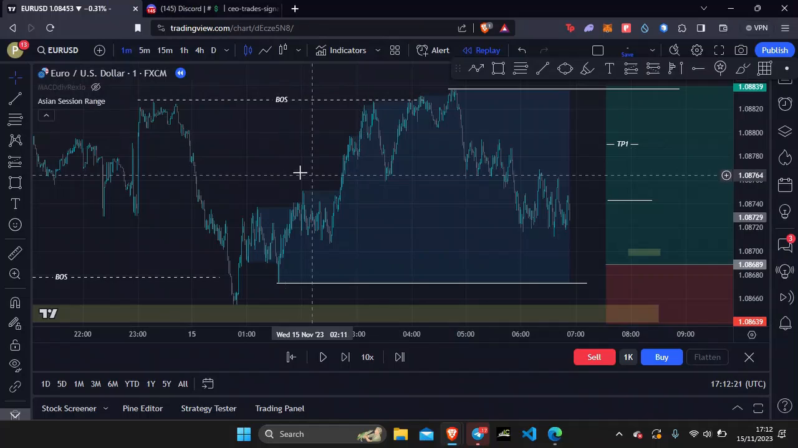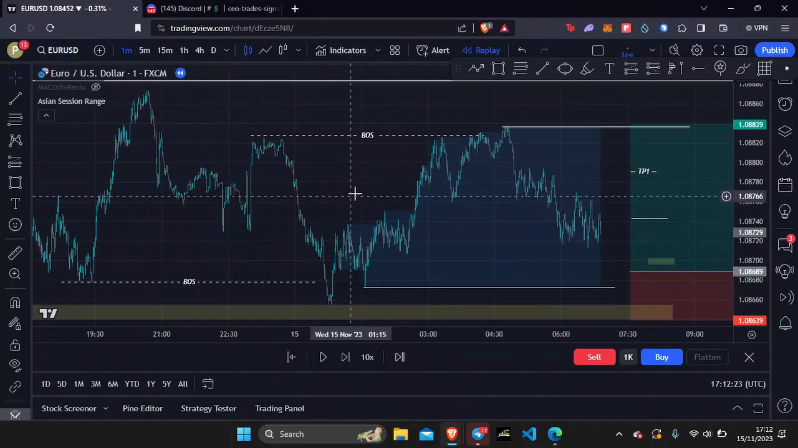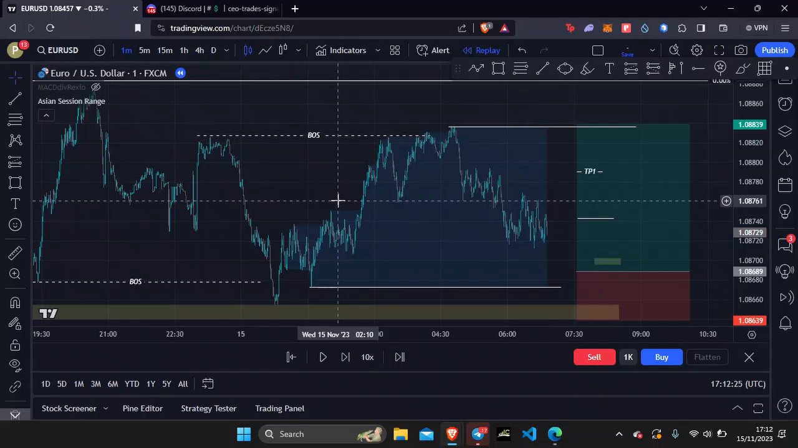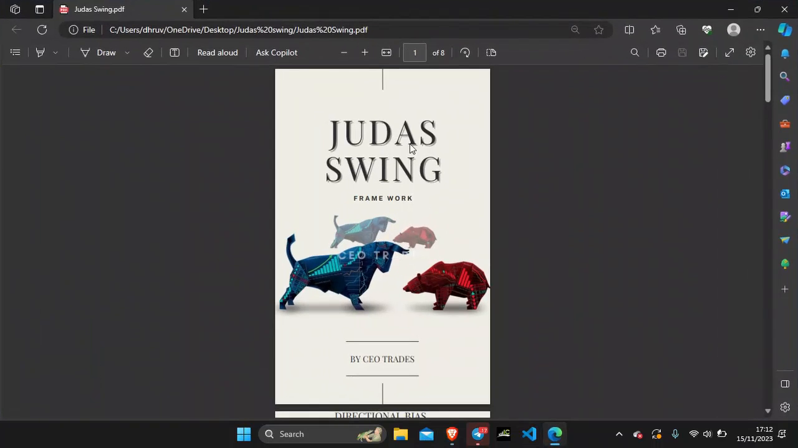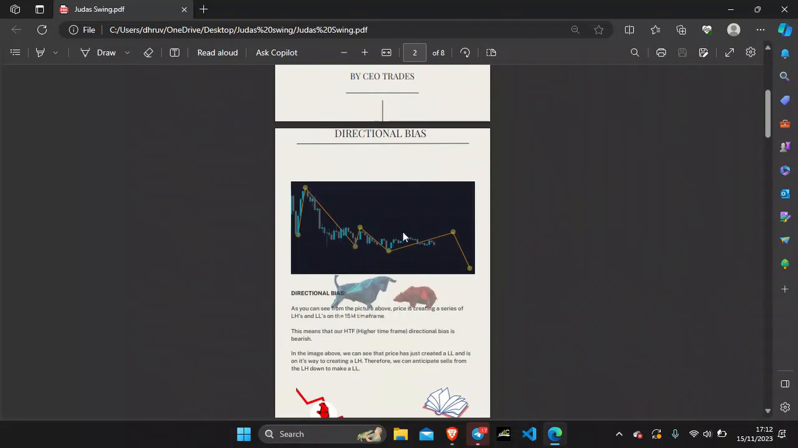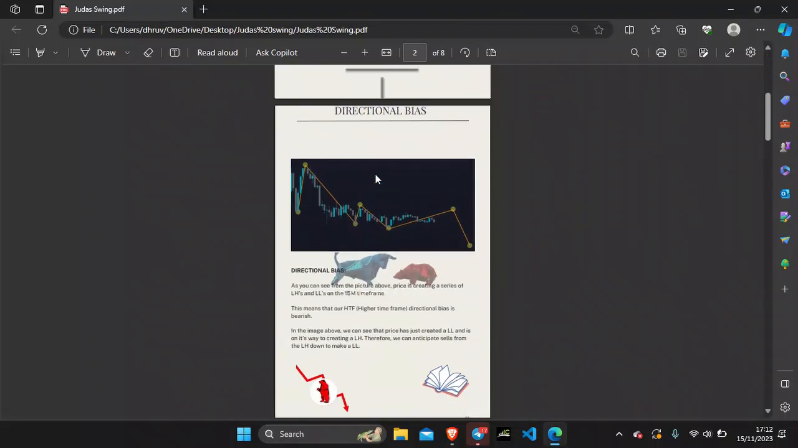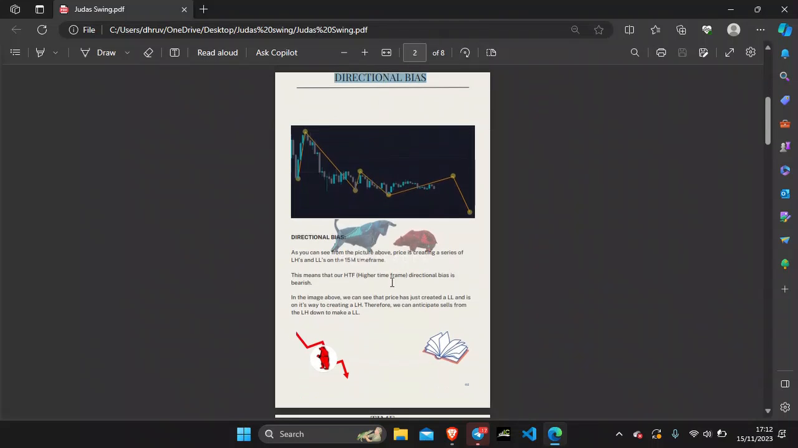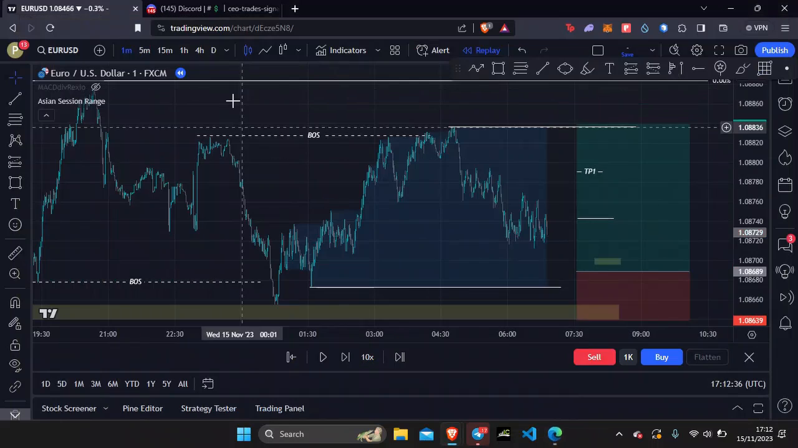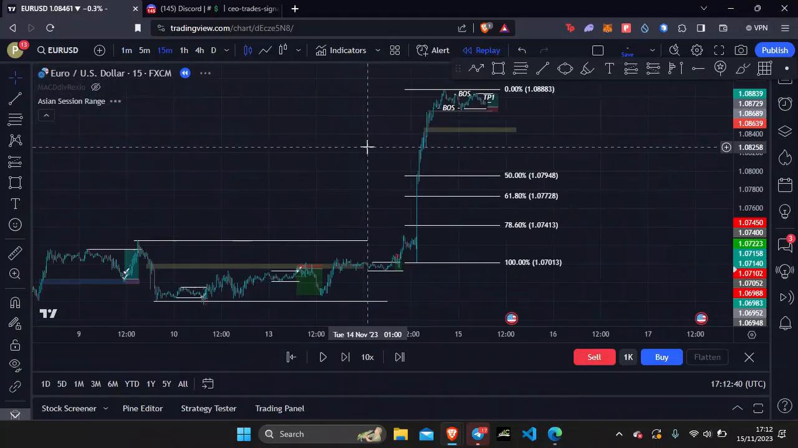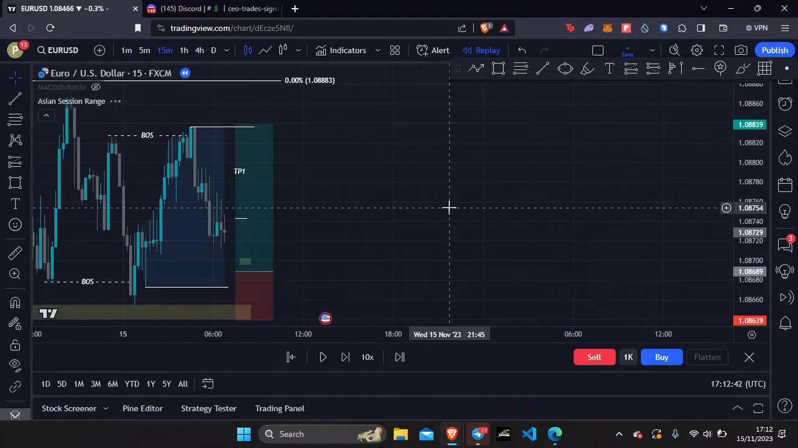So the first thing we do is we come onto the charts for the ICT Judas swing and we take a look at the framework that I've left down in the description below. So the framework tells us that the number one thing that we do is identify our directional bias. So when I woke up, I came onto the 15 minutes and this is what I was looking at, right?